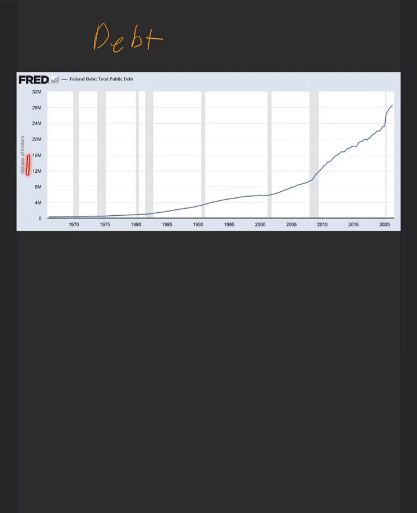Remember, this is millions of dollars, so millions, right? So quite an extraordinary number. That's 24 trillion or 30 trillion, wherever we're at now.